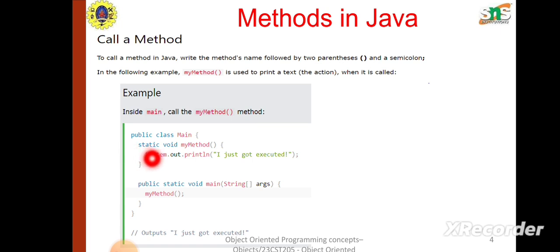If I have not used the static keyword in front of myMethod, I have to create an object for this Main class. Okay, for this Main class I have to create an object. So with the help of that object only I can call this method.